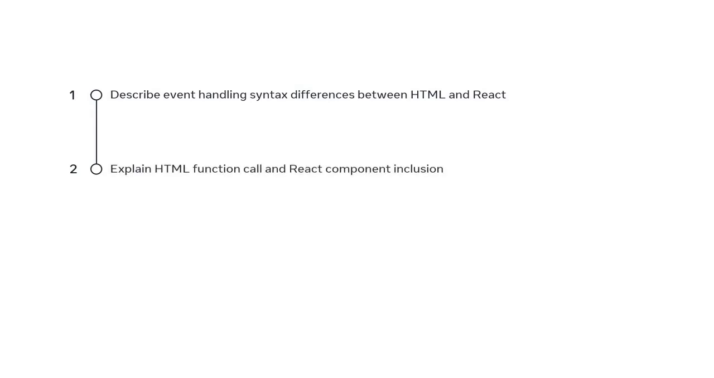There are a few approaches to adding event handlers to your React code that have different advantages, so you'll become familiar with each of them. By the end of this video, you will be able to describe the syntax differences for using event handlers in HTML and React. You will also know how to explain HTML function call and React component inclusion, and discuss the advantage of the component level of control. Suppose you're a developer working on a React app and you need to create a button that will trigger an event when a user clicks on it.